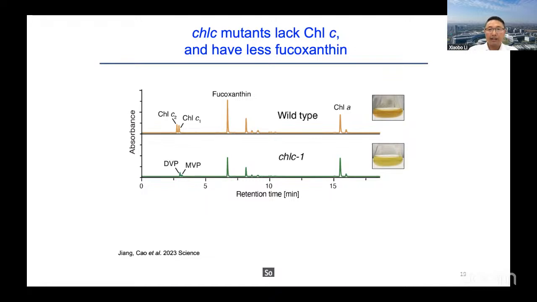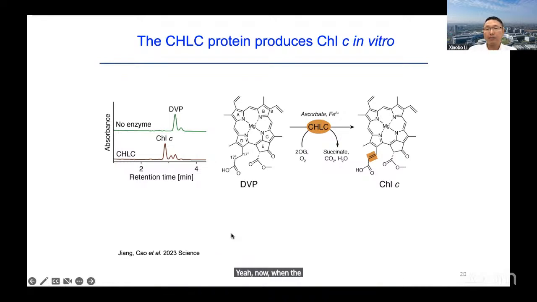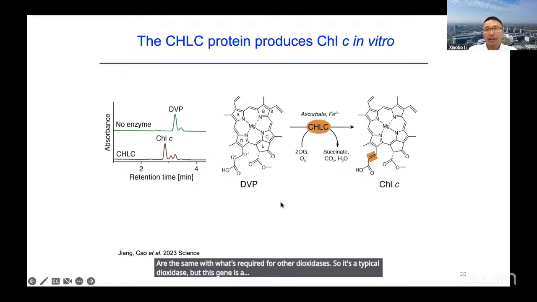So then to test whether this enzyme is the chlorophyll C synthase, we purified the precursors from the mutant and made recombinant proteins in E. coli. By mixing them together, we easily got chlorophyll C. And the requirements for this enzymatic reaction are the same as what's required for other dioxygenases. So it's a typical dioxygenase, but our novelty is the finding of this gene that people have long sought after.